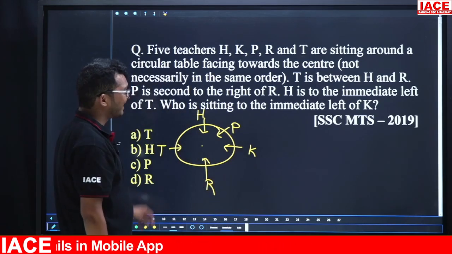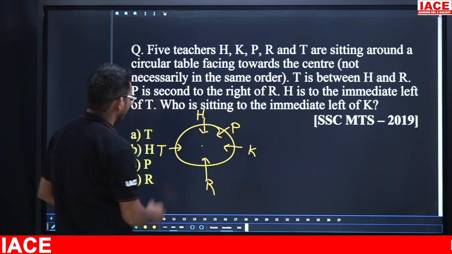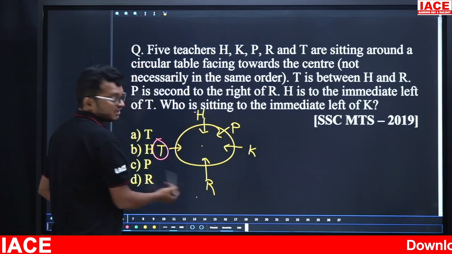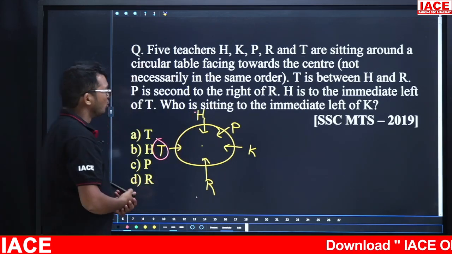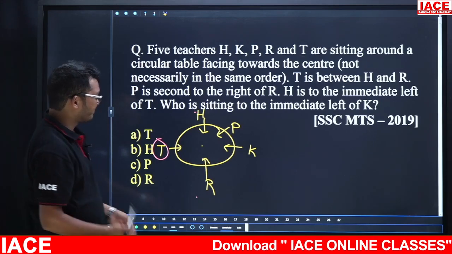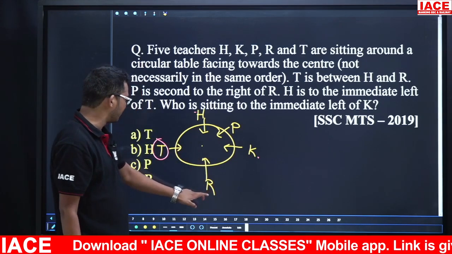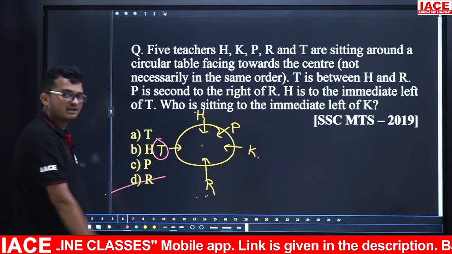So our first point is what? T is between H and R. Yes. Now take your question. Who is sitting immediate left of K? Friends, for K, the immediate left is R. So the answer is option D.